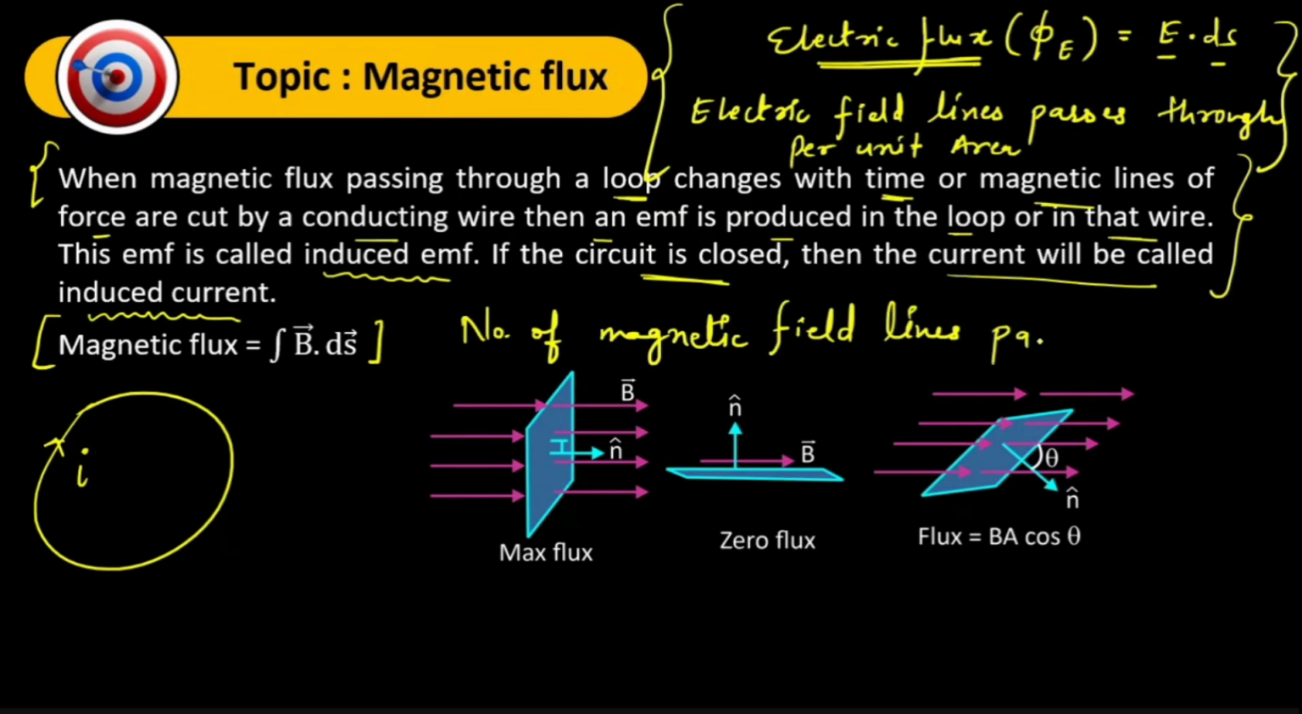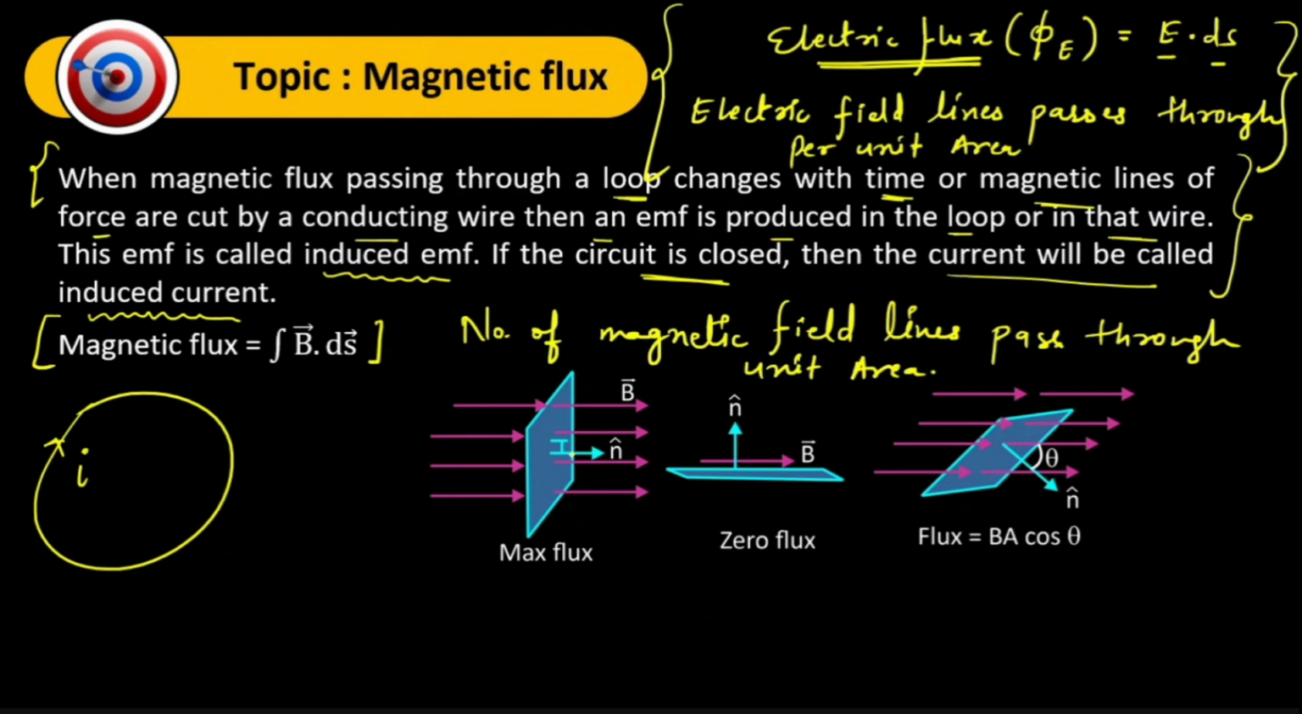Always remember, magnetic flux is the number of magnetic field lines that pass through unit area. As you can see in the diagram, this is the area. That area must be a closed one, it should not be variable, it should be finite. And the field lines pass through that area in a perpendicular direction.